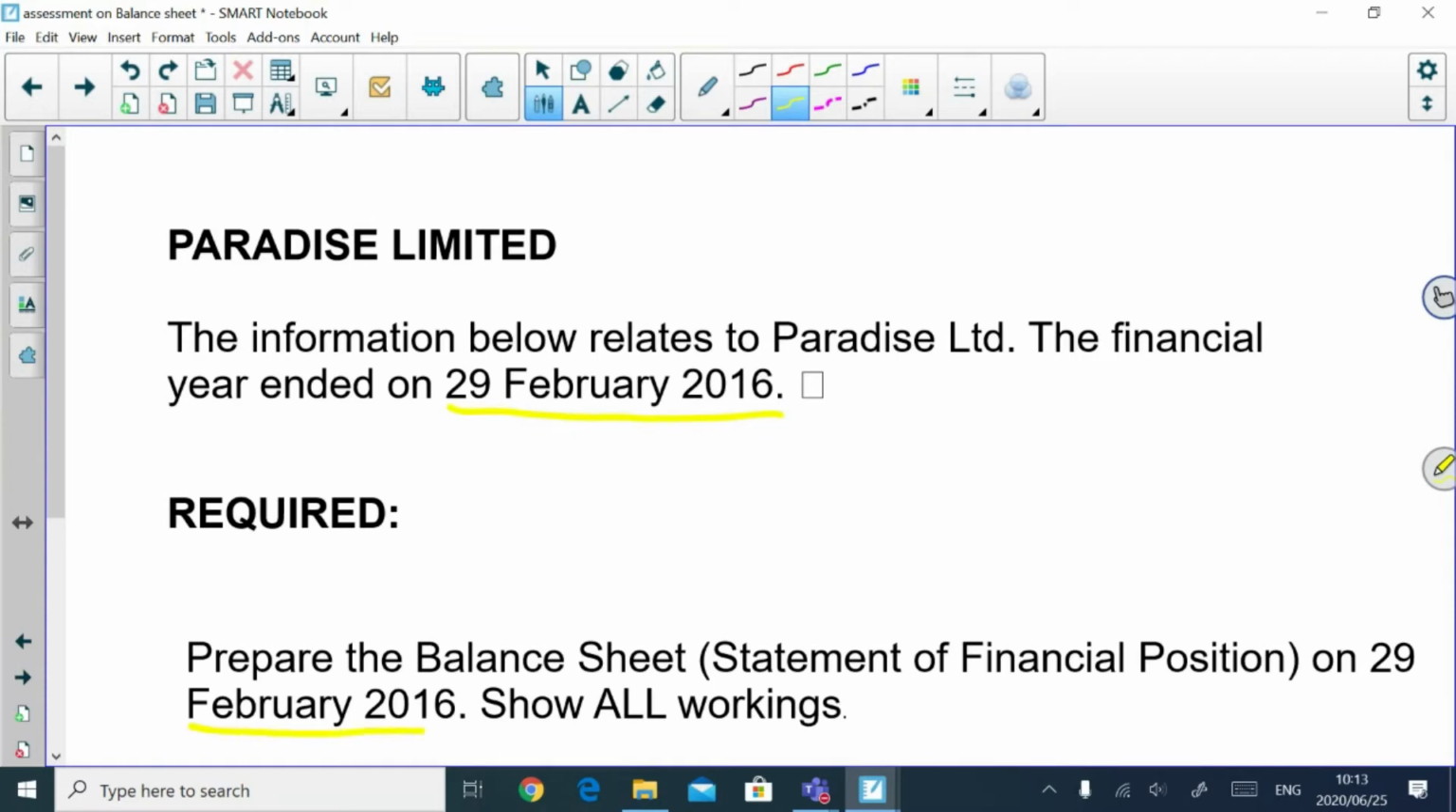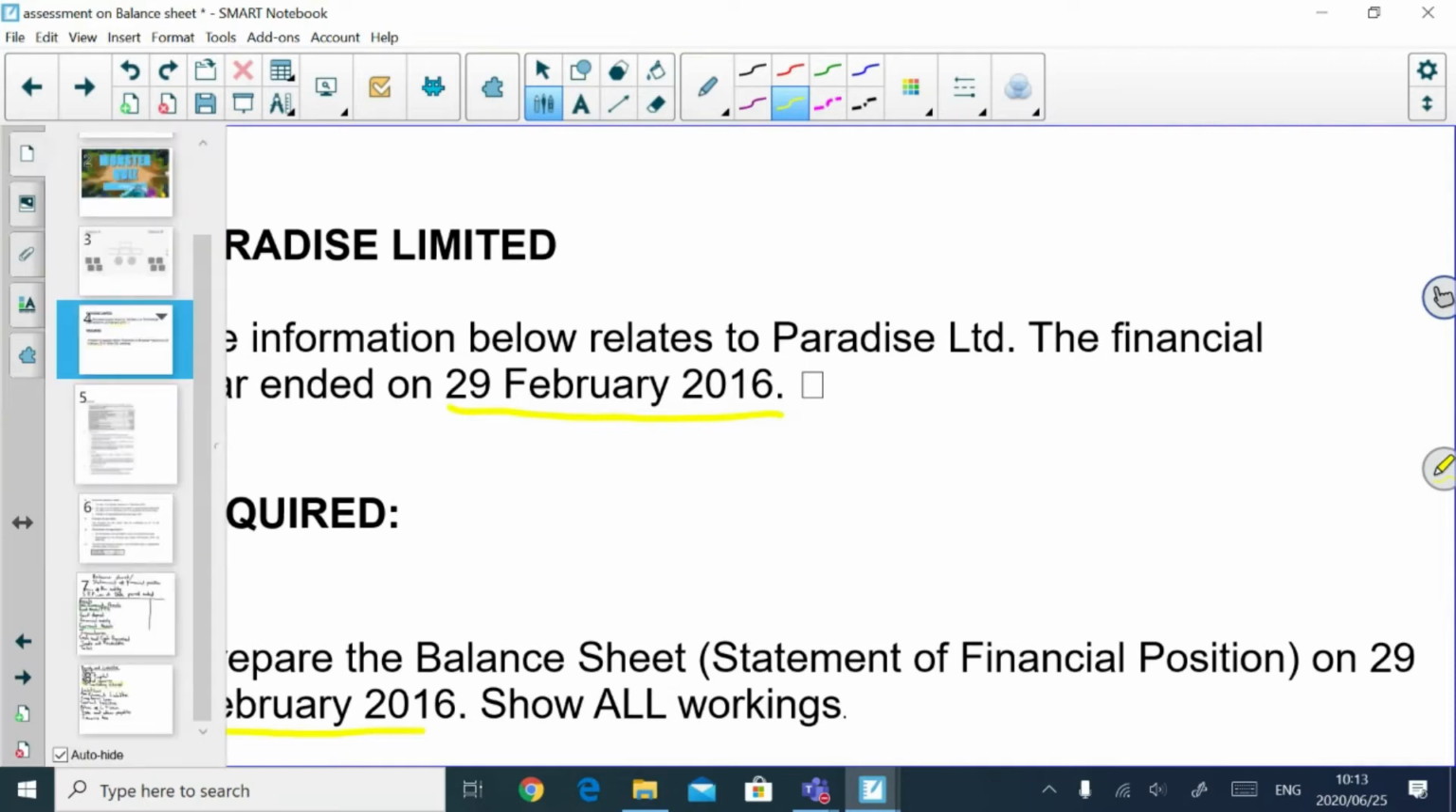Remember the date. So it ends on 29 February 2016. Let's do some workings. Let's start with the ordinary shares. As I said, we will read you everything. Let's start with our ordinary shares.